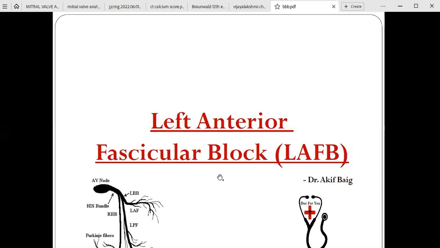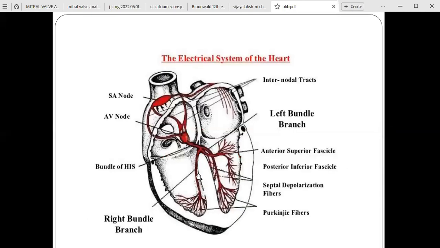Let's talk about left anterior fascicular block. Before going to the left anterior fascicular block, we should know the basic anatomy, which is very important here. So the normal electrical system consists of the SA node, which is the pacemaker.